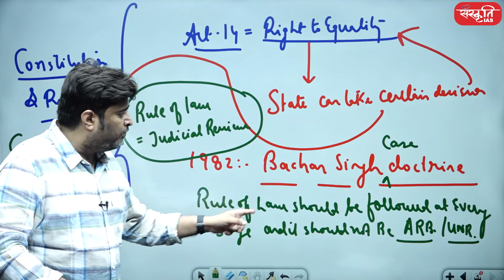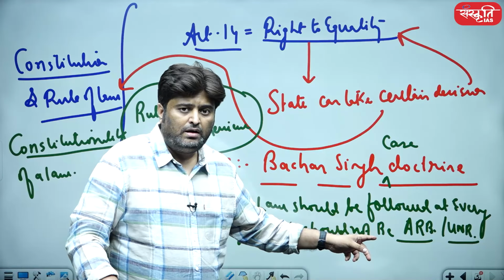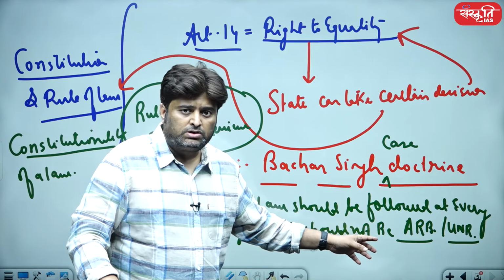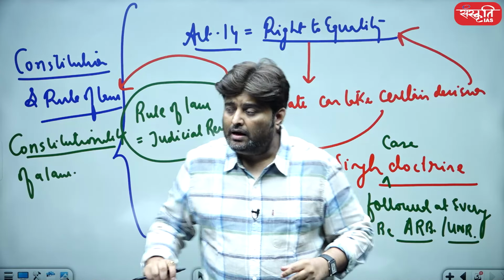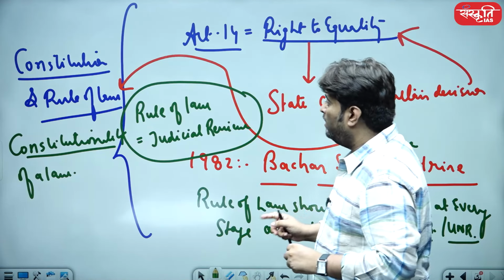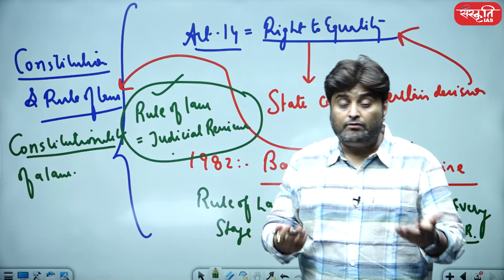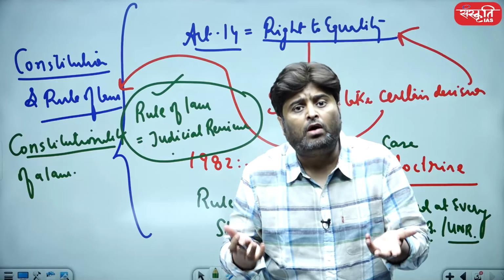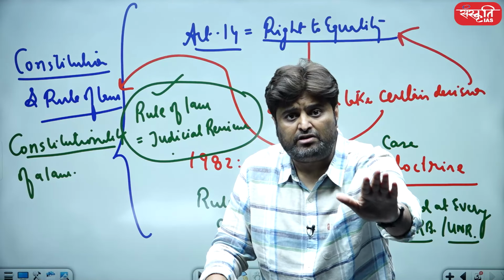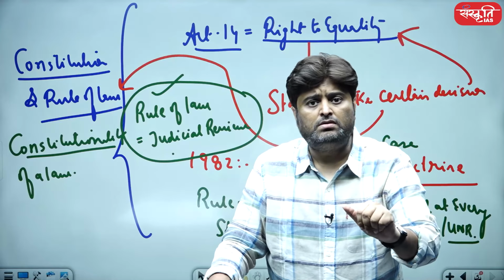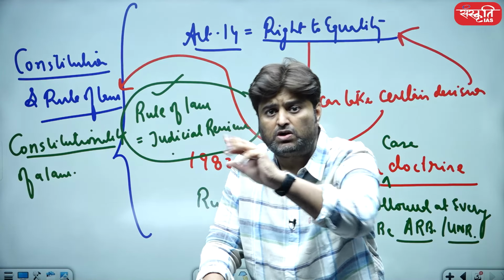Rule of law should be followed at every stage. It should not be arbitrary. It should not be unreasonable, which means whenever the government is going to take a certain step, it should not be arbitrary or unreasonable. And one very important point is rule of law can be established with the help of a judicial review. Judicial review of what? Judicial review to make sure the executive is taking decisions as per the principles of rule of law, and legislatures are creating law as per the principles of rule of law.